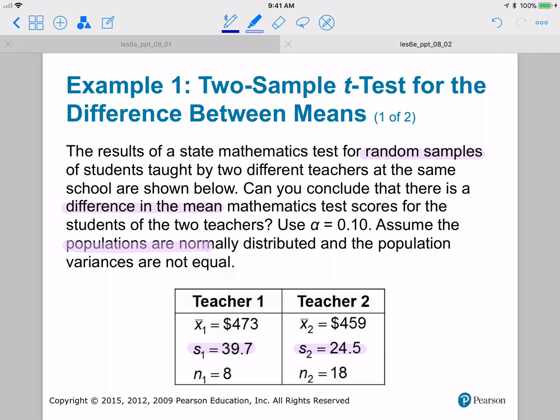Assume the populations are normally distributed. That's important because look at our sample size. Our sample sizes aren't large enough for us to conduct the test unless we know the populations are normally distributed. And then the last thing that we'll need to know just for our computation's sake is that the variances are not equal.